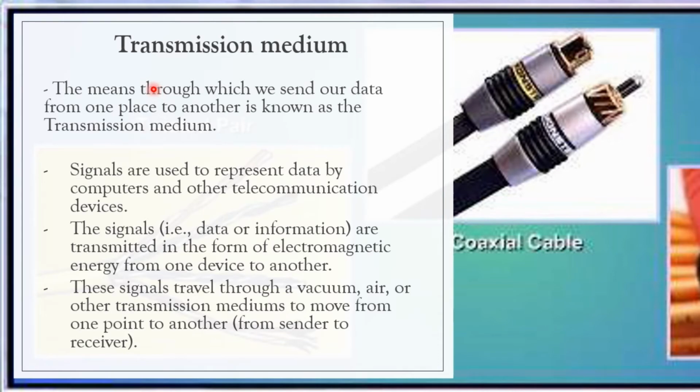We also have the transmission medium, the means through which we send our data from one place to another is known as the transmission medium. Signals are used to represent data by computers and other telecommunication devices. The signals are transmitted in the form of electromagnetic energy from one device to another, and these signals travel through a vacuum, air, or other transmission mediums to move from one point to another.